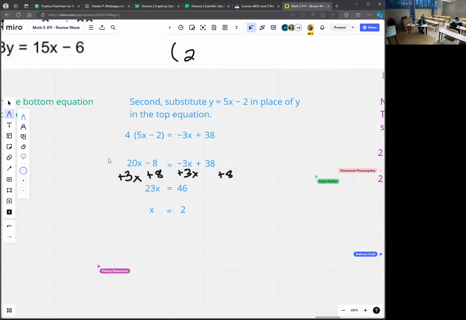And the x value this time is what we know first. It's 2 something. So we'll take y equals 5x minus 2, and plug that 2 into it. That's what's gonna happen here.